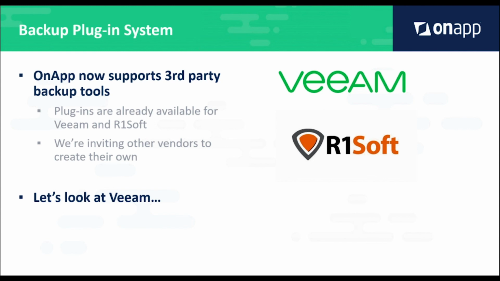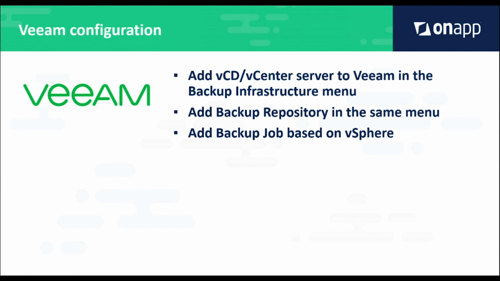Let's take a closer look at how to configure OnApp and Veeam. On the Veeam Backup and Replication side, you need to do three things in order to complete your configuration. You need to add the vCloud Director or vCenter server to Veeam Backup and Replication. Then you have to add a backup repository. And then you have to add a backup job based on vSphere, which will be used as the template for all the backup jobs that will be passed through from OnApp.